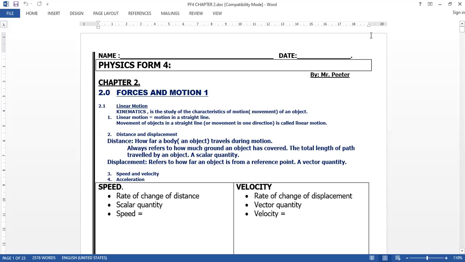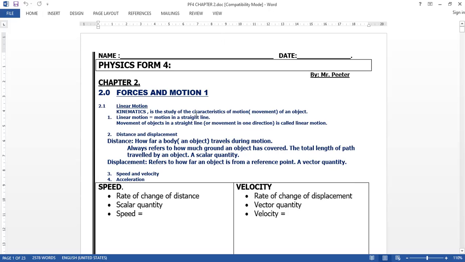All right. When we talk about chapter 2 for Form 4 Physics, forces and motion, the first idea we have to know is linear motion, movement of objects in a straight line. Linear motion refers to movement of an object in a straight line. And then there are a lot of formulas related to the movement of an object in a straight line, such as the speed formula, the velocity formula, the acceleration formula, the deceleration formula, the average speed, the average velocity. So these are the formulas we'll discuss today.